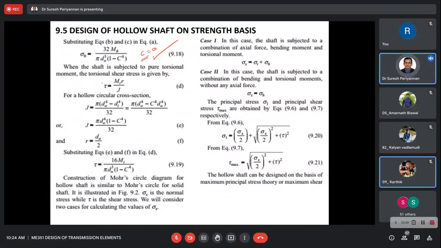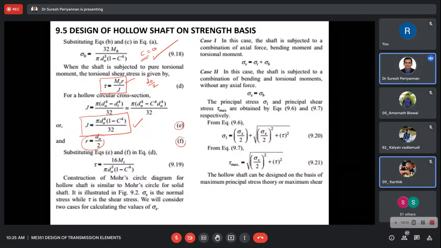Now I come in a similar manner to the torsion equation. R is nothing but d naught by 2. And now the polar moment of inertia, you are very well aware of this formula, J is equal to pi d naught power 4 into 1 minus c power 4 divided by 32. From these two relations, substitute into our governing equation tau is equal to Mt r divided by J. We are going to get tau in terms of c.